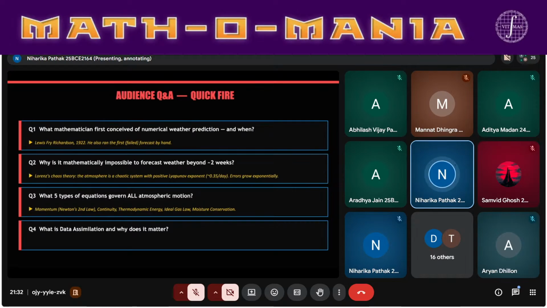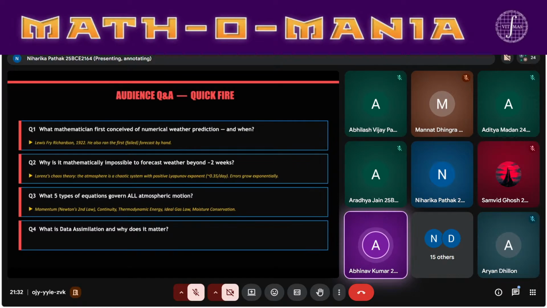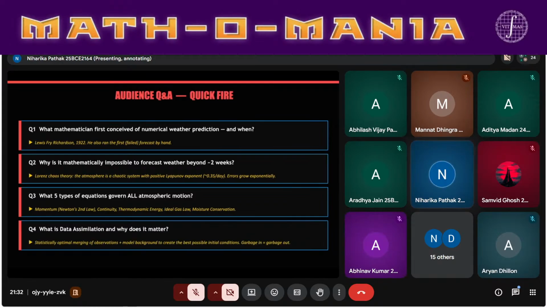Lastly, what is data assimilation and why does it matter? Can anybody answer this? Does anyone want to try? I think it's a process of combining real world observations with the models we have. That's actually pretty good. It is the optimal merging of observations with the model, which, as you said, is the background.